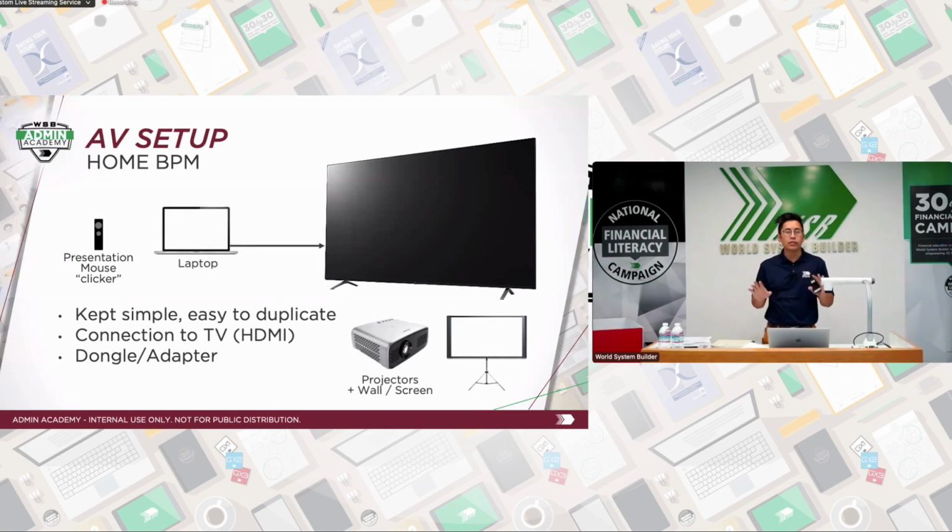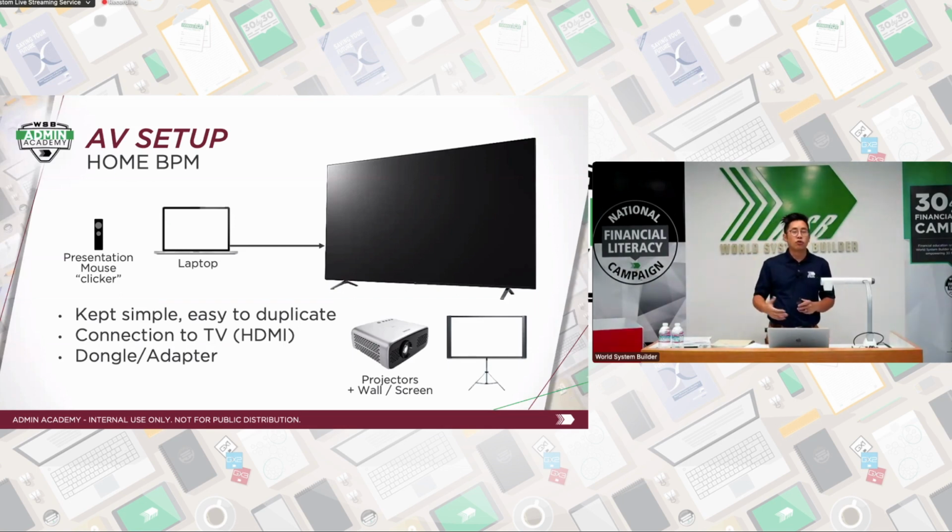This is very typical. We'll see this time and time again. If you look on the Facebook community, there are a lot of pictures of people doing home BPMs. Very simply, you just have a laptop. There's a video output port from the laptop, and it'll connect to the TV or projector or what have you. You want to keep it very simple, very easy. Make sure you have a PowerPoint clicker. Make sure the SMD has their updated presentation on the laptop, and that you can connect to the TV that's there.